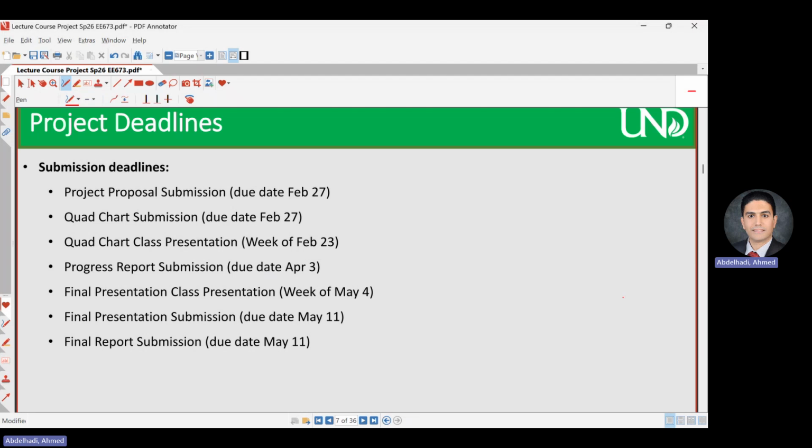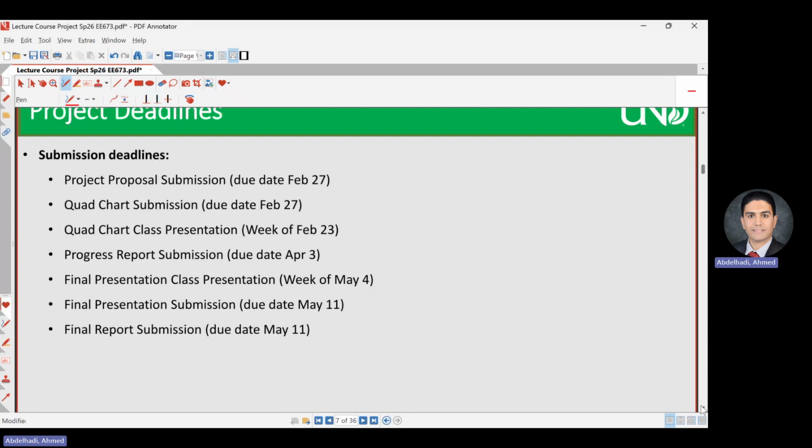Now these are the deadlines. They are the same. I just added a bullet here that shows the presentation in the class versus the submission of the presentation. So we are going to present on the week of May 4th for the final presentation, but you are going to submit it on May 11th. So this is just two different dates. Same thing for the quad chart, submission is on a day and presentation is on a different day. So this is just updated. It's also uploaded to Blackboard.